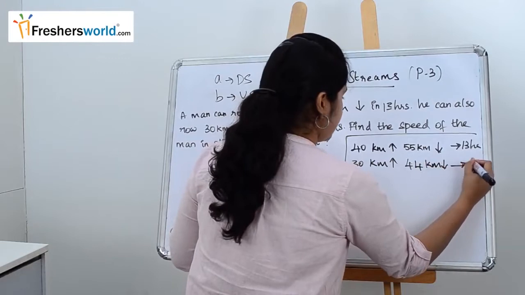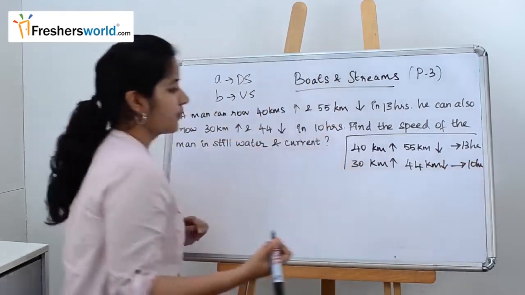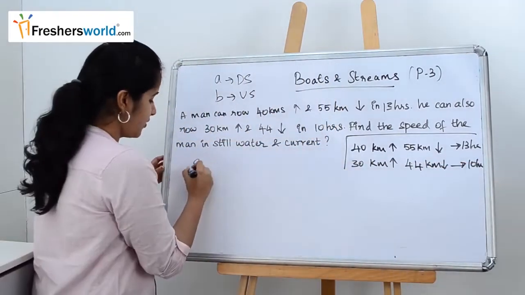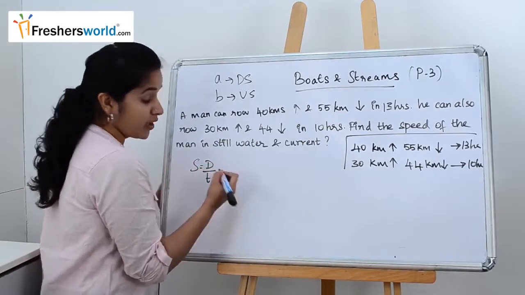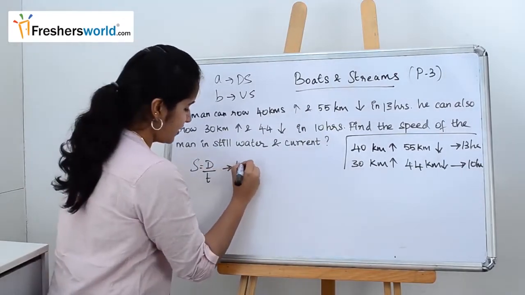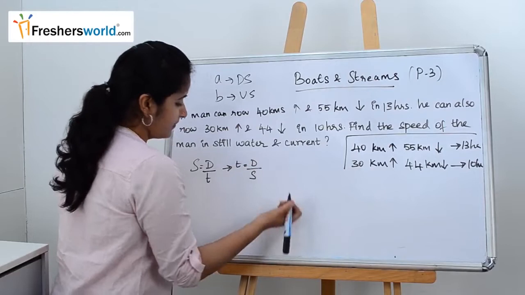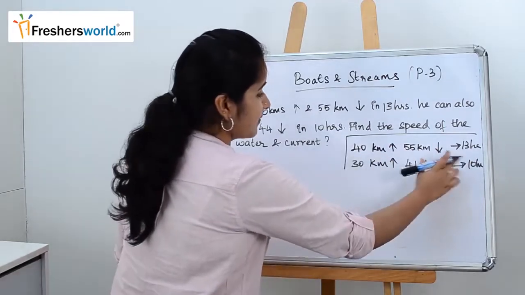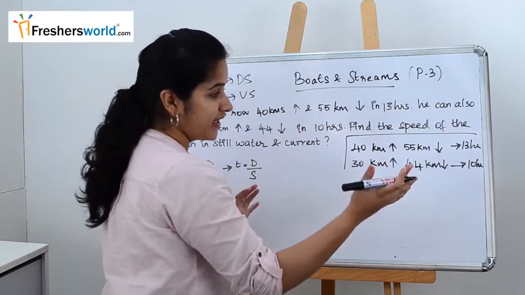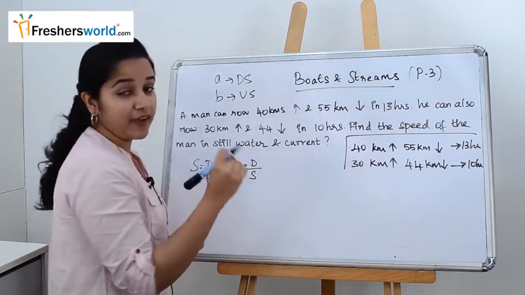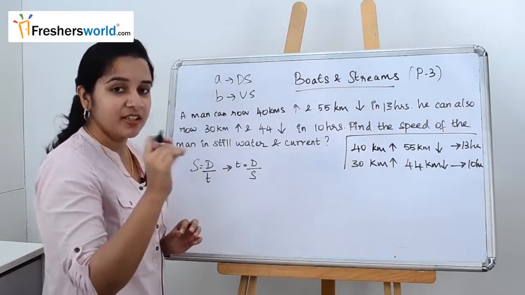downstream in 10 hours. We know a formula, speed is equal to distance by time, which can also be written as time is equal to distance by speed. As you can see, we have to write the left hand side and the right hand side in the form of time to find the downstream and the upstream speed. That's what we are going to do now.